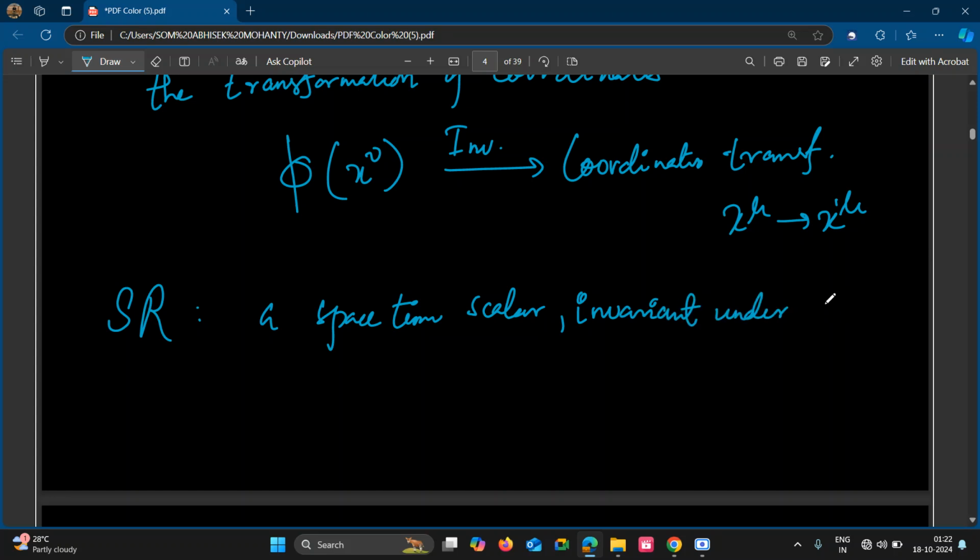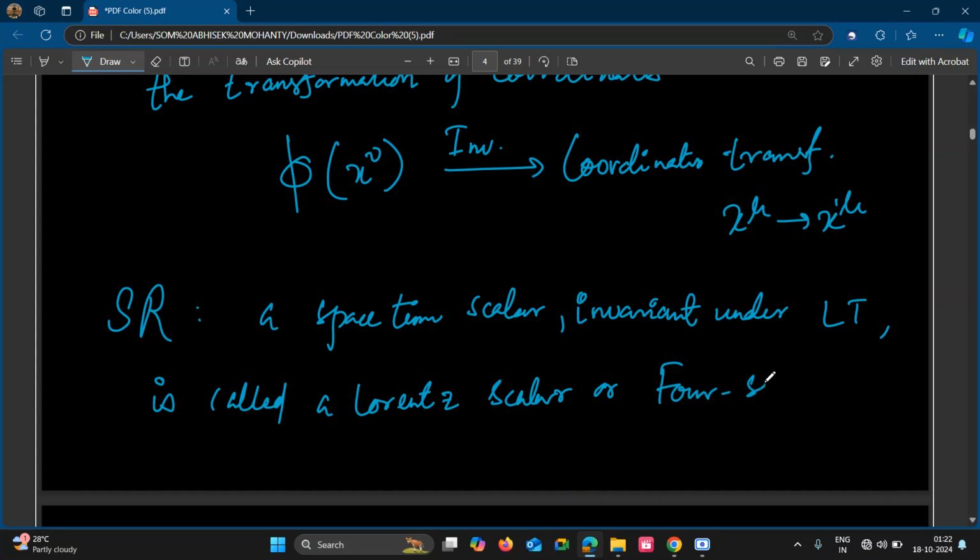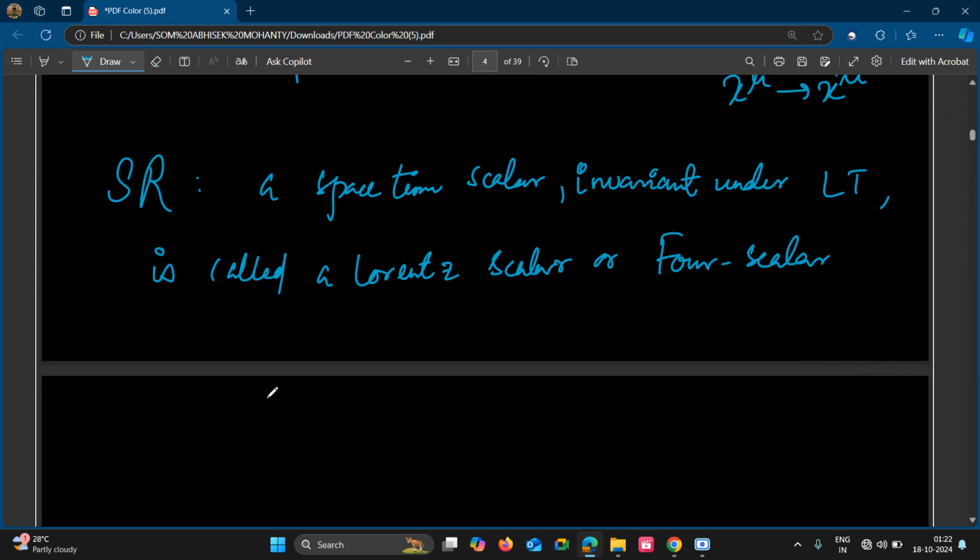under Lorentz transformations (LT). It is often called a Lorentz scalar, or four scalar. You must have heard about a four vector. So this one is a four scalar, a rank 0 tensor. Suppose the distance squared is invariant under Lorentz transformation. So we can write, for example, the invariant distance squared.